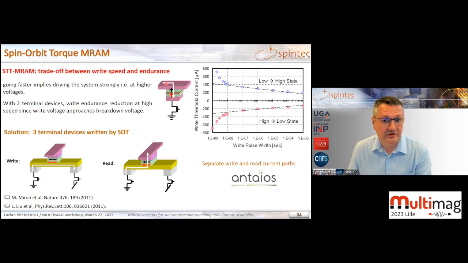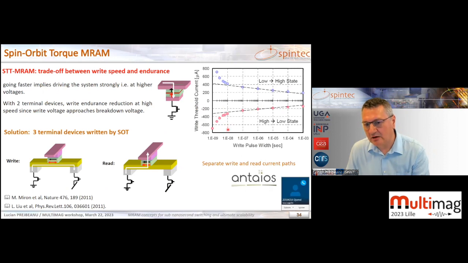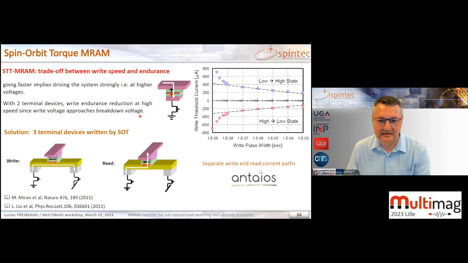So the STT MRAM, which is using spin polarized current in order to switch the magnetization, has some drawbacks in terms of write threshold current when we want to go in the nanosecond range. And that increase in the threshold current has some endurance drawbacks at high speed, since we are approaching the breakdown voltage. So one of the solutions proposed was to use, instead of this STT RAM, a three-terminal device. So the writing using the spin orbit torque, in which the writing is not anymore performed by passing the current through the ultra-thin tunnel barrier, but instead using a conducting line and using spin orbit effects in order to write that.